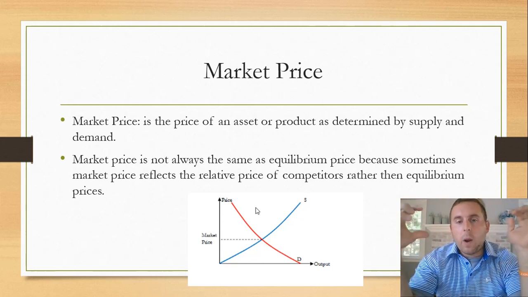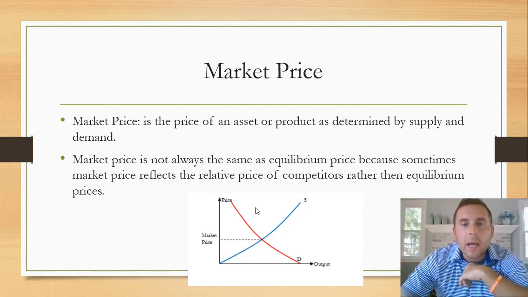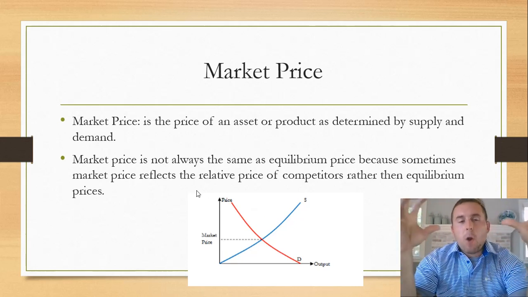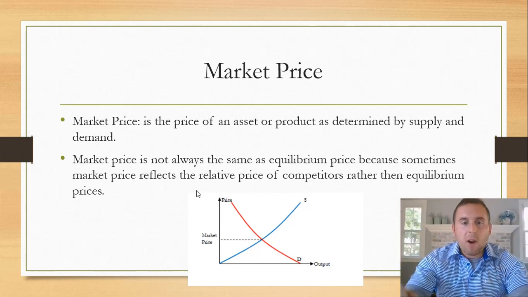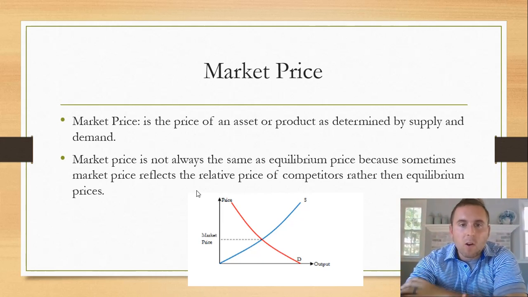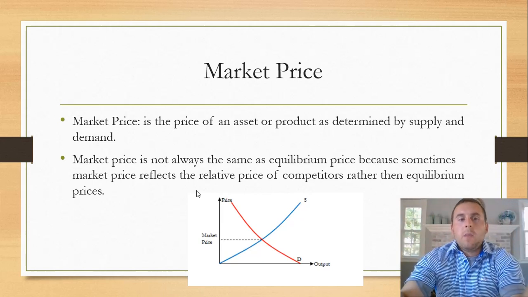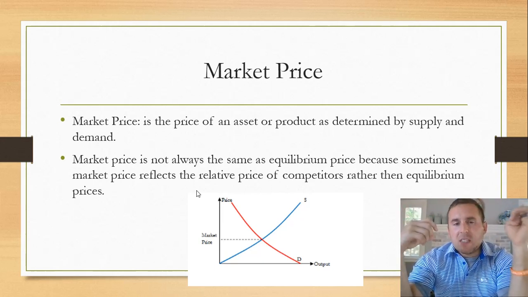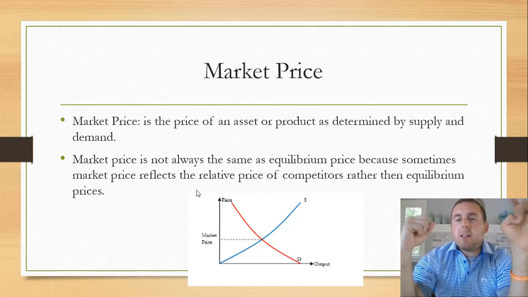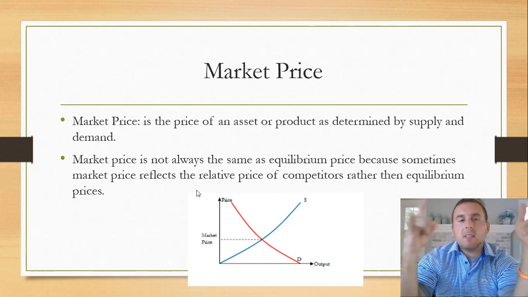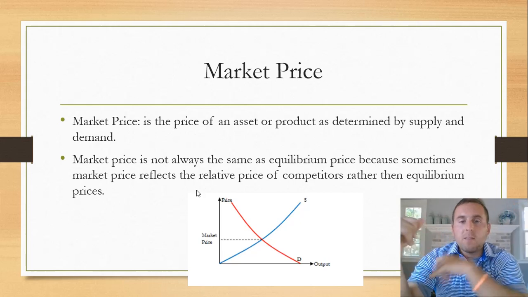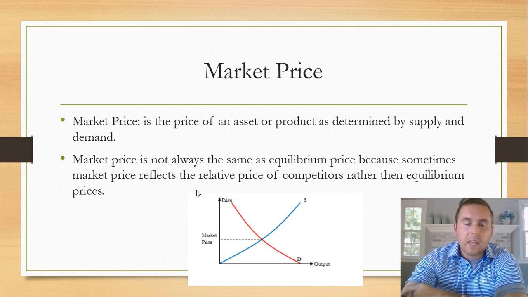It's the spot where they meet. Okay, the market price definition is the price of an asset or product as determined by supply and demand. So very close to equilibrium price, like we talked about, right? But market price is not always the same as equilibrium price, because sometimes market prices will reflect the relative price of competitors rather than the equilibrium price.